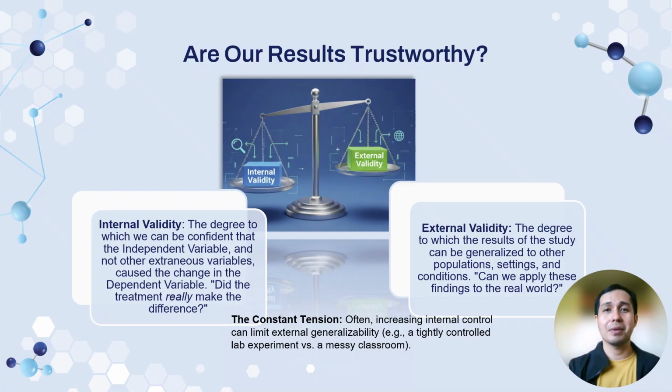With this goal of control in mind, we evaluate experiments based on two pillars of validity. Internal validity asks the fundamental question: did the treatment really make a difference, or could something else be responsible? It's about the integrity of the cause and effect claim within the study itself. External validity asks, can we generalize these findings to other people, settings, or times? It's about the broader relevance of the findings. There's often a tension here. Increasing internal control, for example, by conducting the study in a sterile lab, can sometimes limit how applicable the results are to a messy real-world classroom.